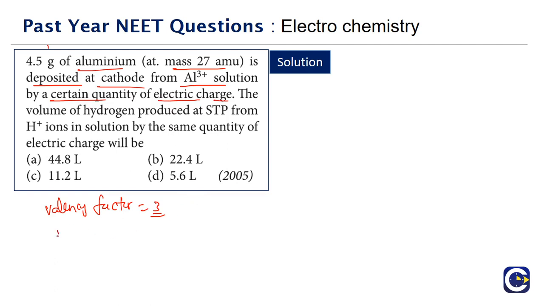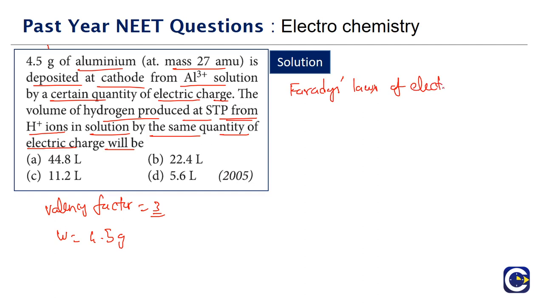And what is the mass that is deposited? The weight of the aluminum deposit is 4.5 grams. The volume of hydrogen produced at STP from H+ ions in solution by the same quantity of electric charge. So this is a question based upon Faraday's laws of electrolysis. So what do we know in Faraday's laws of electrolysis? By passing the same current, the weight of any substance that is produced at the electrode will be directly proportional to the equivalent weight of the substance.